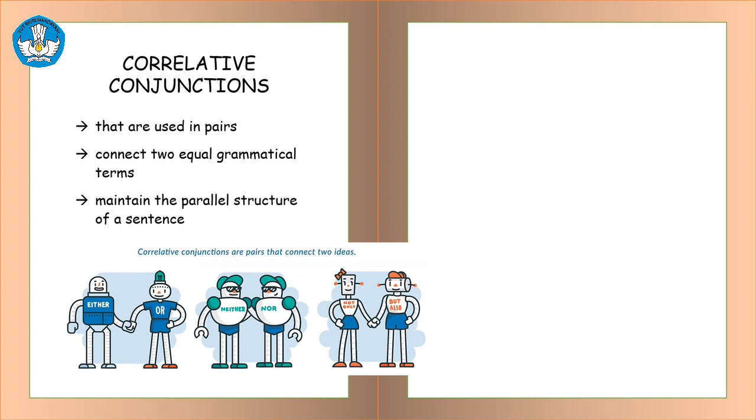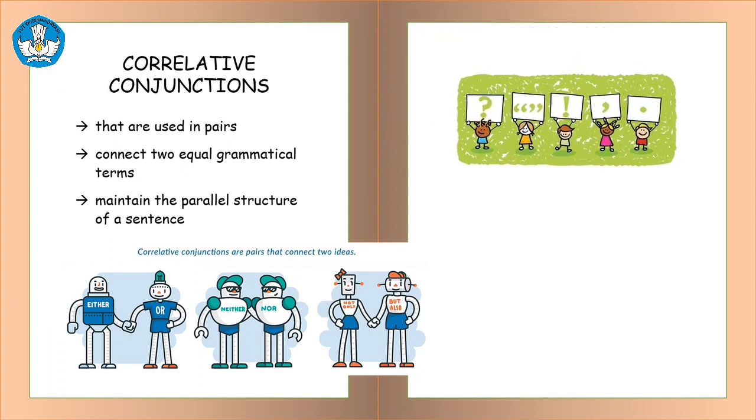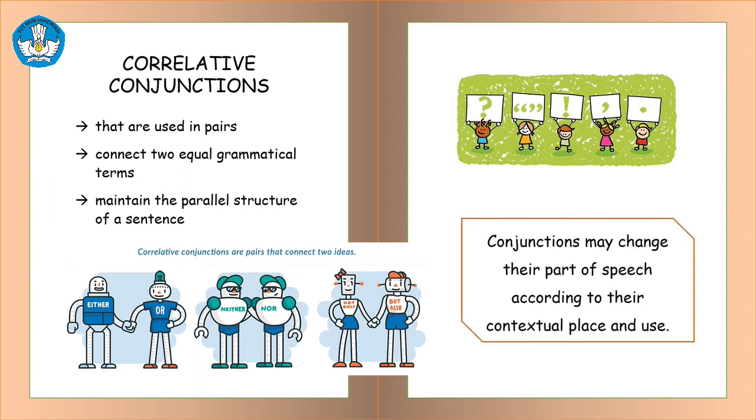In writing, applying punctuation can be very confusing, especially in longer sentences that also include lists of items. Moreover, the punctuation rule is quite the same. It is set off by commas, however, the semicolon. In addition, conjunctions may change their part of speech according to their contextual place and use.